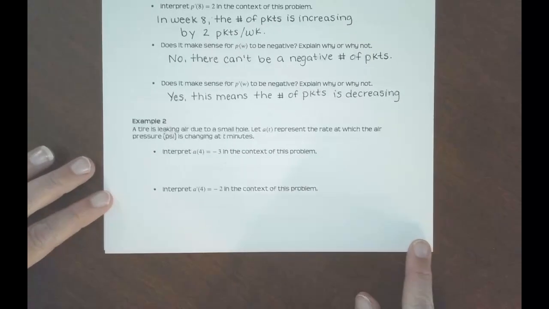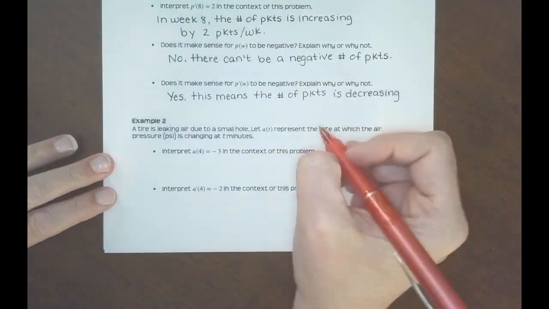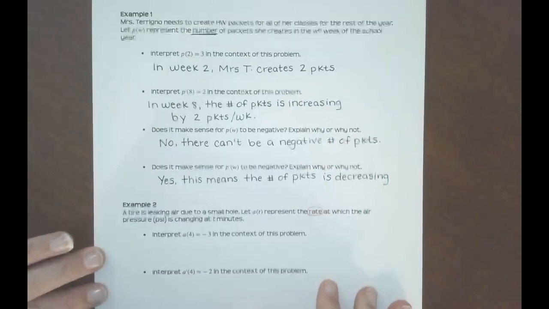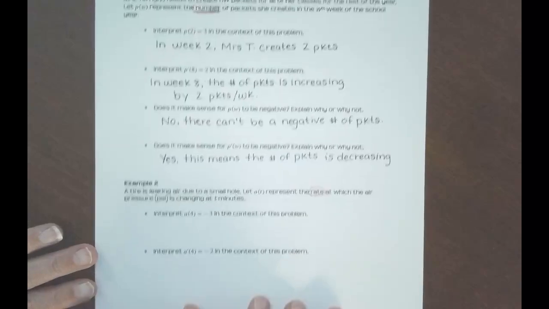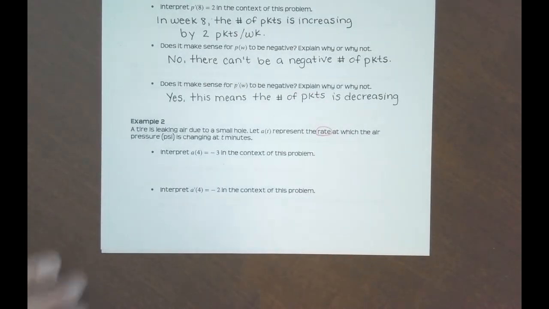Okay. So example 2 is similar, but at the same time not. Take a second and read example 2 here. See if you can identify what the big difference is between example 1 and example 2. In example 2, the A of t function that you're given represents a rate. And that is a big difference from the last question where the function we were given represents a number. When you're reading one of these word problems, that is the very first thing I would try to identify. Are we talking about a rate, or are we talking about a number?